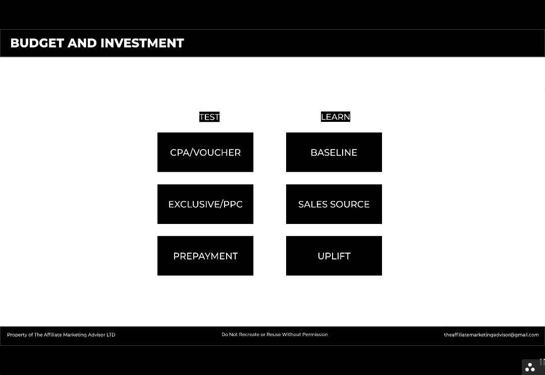On the learn side of things, it's important brands understand what their baseline performance is before they start investing in any media. That way, there's something to make a logical comparison from when media is purchased. Brands should understand where sales are coming from. So, for example, was it a homepage feature on a voucher site that led to an increase in sales? Or was it because the affiliate was given an exclusive code? Or was it because they were given PPC rights? It's important that those things are understood, which leads to the last point, which is about understanding how a CPA increase, an exclusive voucher code, PPC rights, or prepayment impact any uplift in performance.